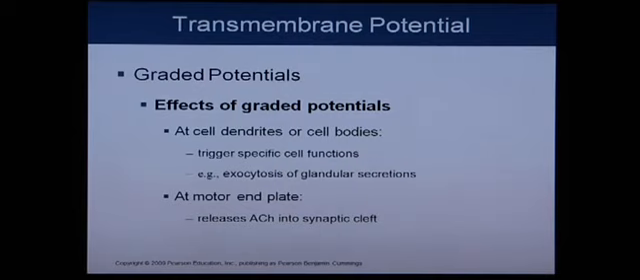Okay? So the effects of a graded potential at the cell dendrites or cell bodies can trigger specific cell functions. So for example, if an axon carries an impulse down through the synapses and the synapse is attached to another neuron, this can cause that neuron to trigger specific cell functions. Exocytosis of a gland, for example. If the axon and synapse of the neuron that is firing is attached to a muscle cell, it will cause the muscle cell to contract.